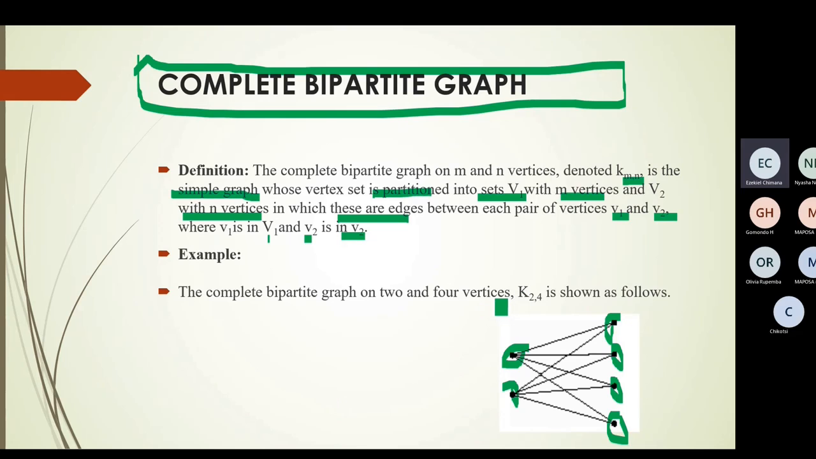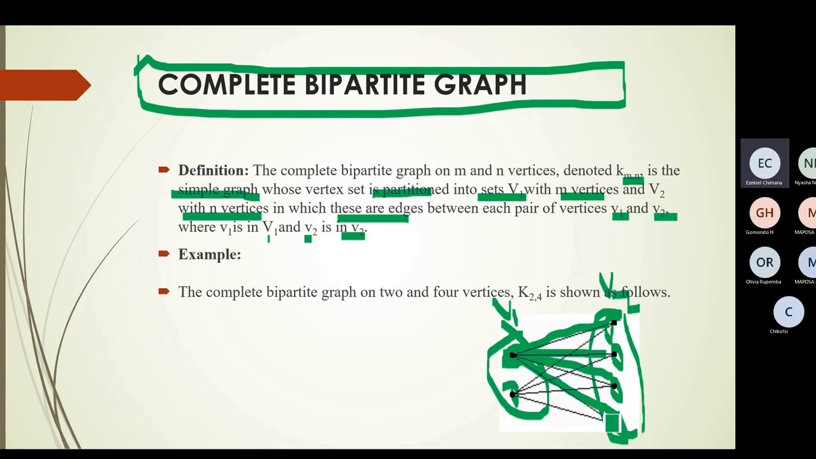Like here, if this one is our V1 and this one is our V2, all these, this one must be connected to this, to this, to this, as well as this one must be connected to this, then this, then this, then this one as well. So all these vertices must be connected to all these vertices. So that's a complete bipartite graph.